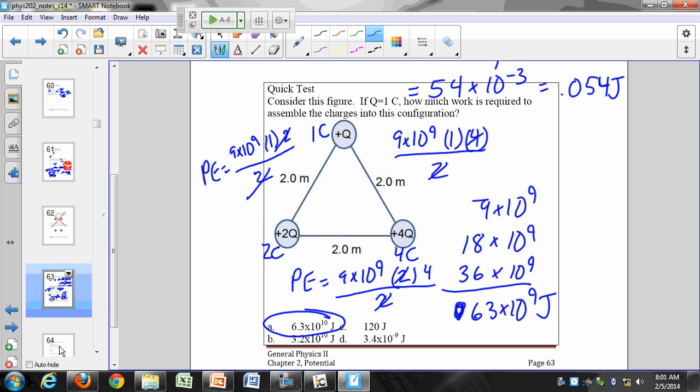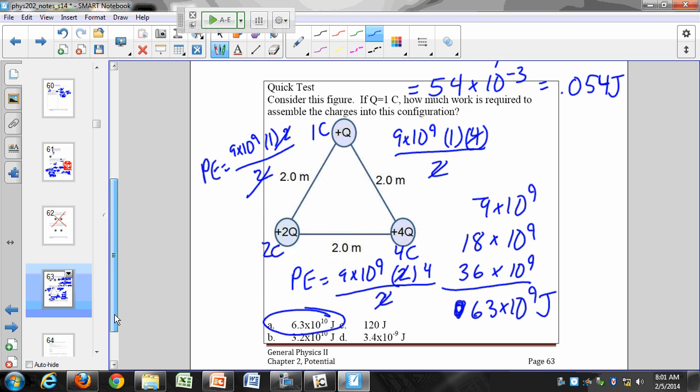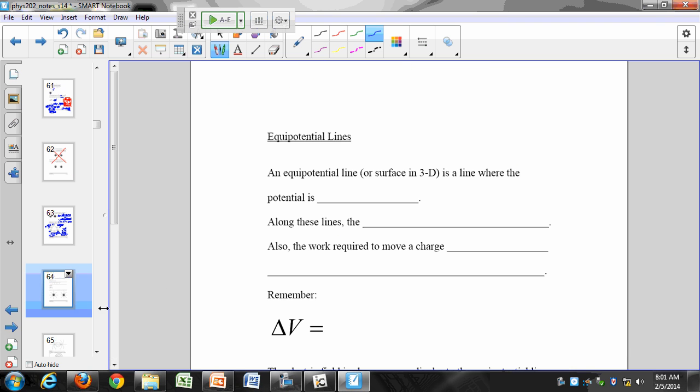All right. Let's go on to equipotential lines. Y'all did this in lab if you're in lab, but I know not everybody's in lab, but it's still a pretty simple concept. Equipotential lines is just a line where the potential is the same. That's why it's called an equipotential line, because it has the same potential, equal potentials. And along these lines, the change in potential is 0.